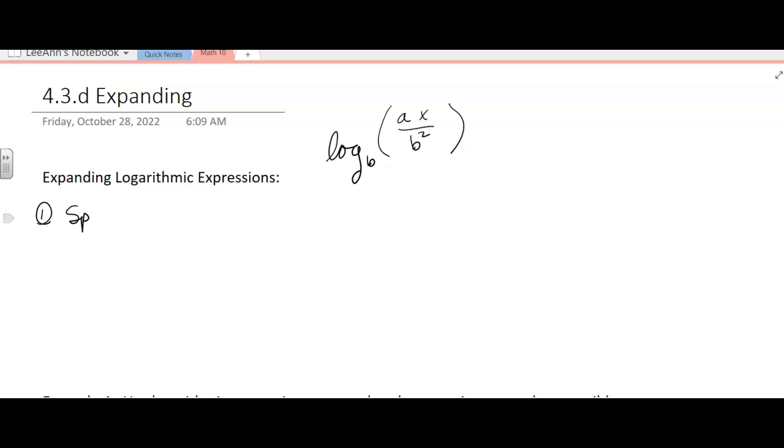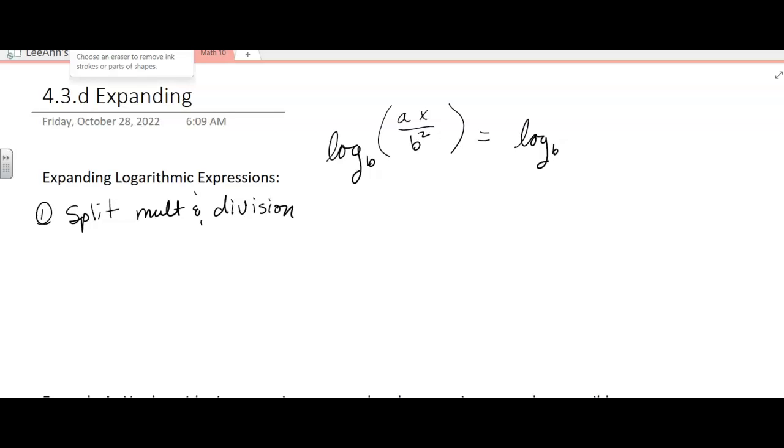split the multiplication and the division. Now, if you're going to do it the long way, I would do the division first and then the multiplication. So in this instance, I would say log base b, b squared. Oh, no. Sorry. I did that wrong, didn't I? And I just got done saying it matters what order we put this in.